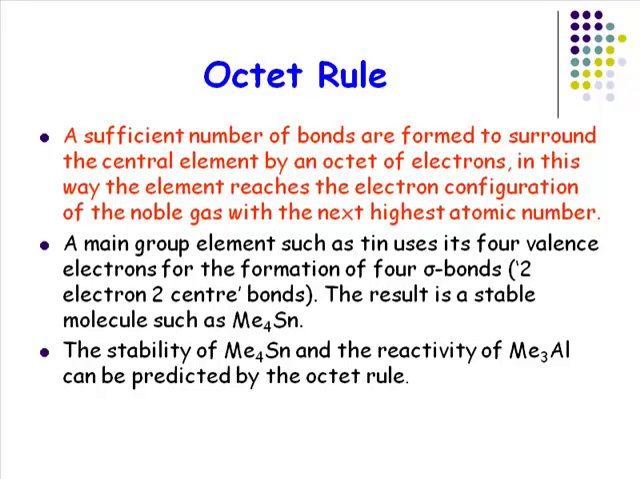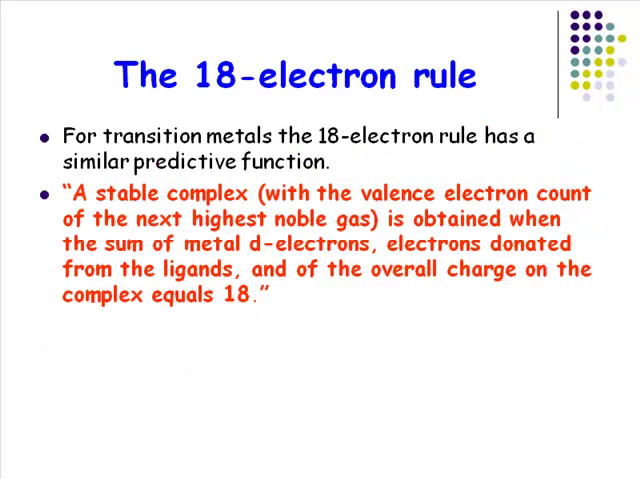So in main group chemistry, we know we are aspiring to an octet of electrons. And if we can achieve an octet of electrons, we will have a relatively stable, unreactive molecule. And that's the function of the octet rule in main group chemistry.